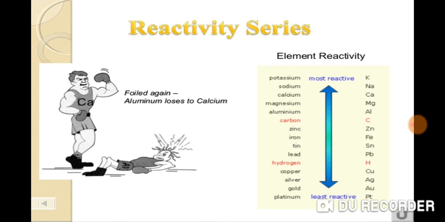So those which are stronger may hit the other elements which are less reactive. For an example, you can see calcium is stronger and is on the most reactive side, whereas aluminium is less reactive than calcium. So calcium will hit aluminium and does not let calcium displace, but it will allow aluminium to displace because aluminium is less reactive than magnesium.